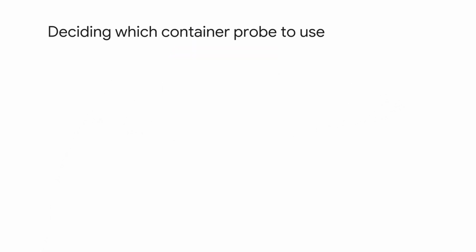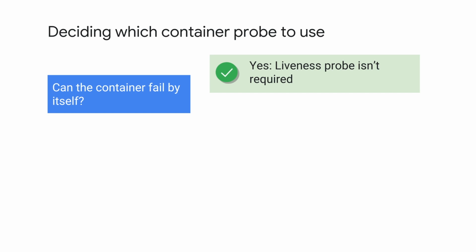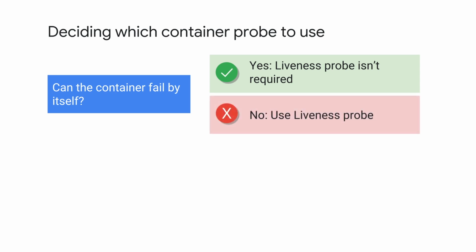How do you decide whether you need to use a liveness or readiness probe? Consider some common scenarios. If your container can fail by itself and the restart policy is set to always or on failure, you don't need a liveness probe or a readiness probe. Qwiklabs will simply act based on the defined restart policy and restart the container. However, if an application within a container is stuck in a broken state and requires a restart, you can set up a liveness probe to detect the broken state and restart the container.